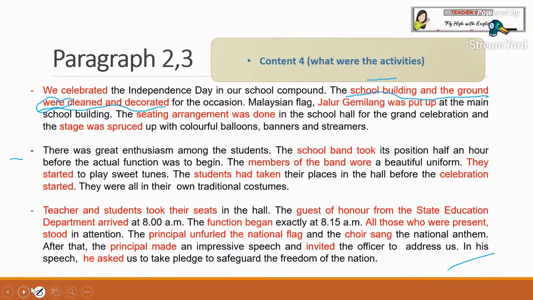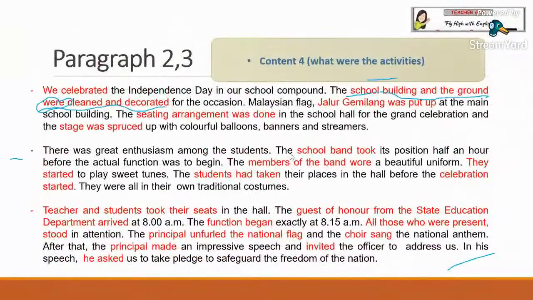So we celebrated the Independence Day in our school compound. The school building and the ground were clean and decorated for the occasion. Malaysian flag Jalur Gemilang was put up at the main school building. The seating arrangement was done, means dilakukan, in the school's ground for the grand celebration. And the stage was spruced up. Look at the words spruced up here. It means make it nicer. So what do you do? You make it nicer with colorful balloons, banners, and streamers. Streamers are like ribbons.